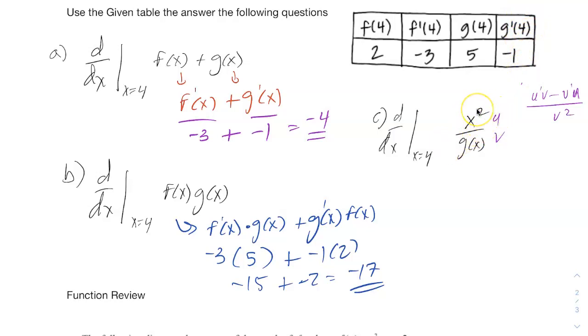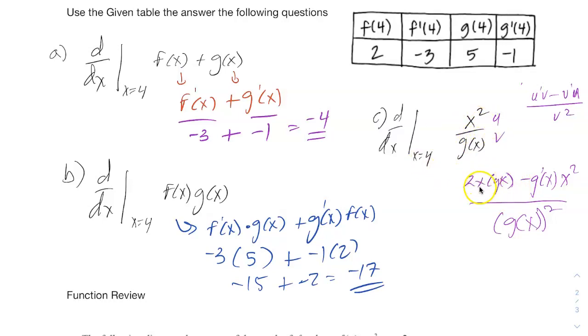So the derivative of the top, the derivative of x squared, is 2x times the bottom left alone. That would be g of x, minus the derivative of the bottom. The derivative of the bottom would just be g prime of x times the top left alone, x squared, all over the bottom squared. So g of x squared. What's next? Now we got to sub in 4 for everything, right?